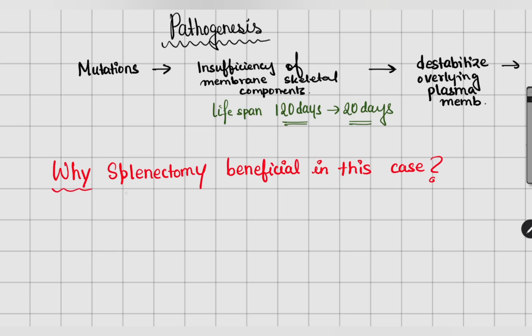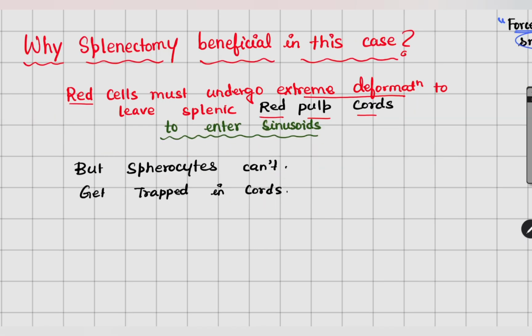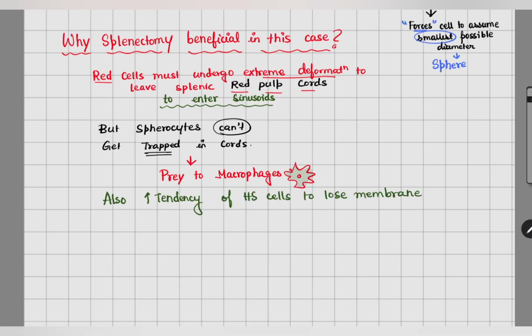Now there's a question: why is removal of the spleen beneficial in this case? See, red cells must undergo extreme deformation to leave the splenic red pulp cords to enter the sinusoids in the spleen. But spherocytes are not so flexible, so they get trapped in the cords and they become prey to the macrophages.